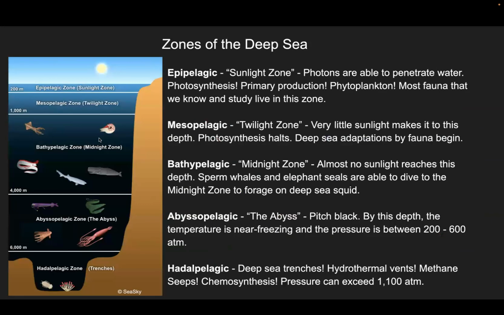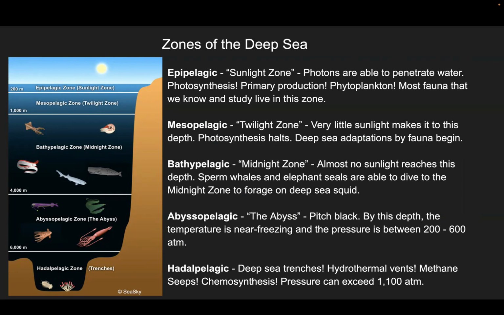Okay, so now we will talk about zones of the deep sea. So first up, we have the epipelagic. Epi means on top of. So this is kind of like the epidermis. The epidermis is the top layer of your skin, just like the epipelagic is the top layer of the ocean. This is known as the sunlight zone. Photons are able to penetrate water, photosynthesis, primary production, phytoplankton. Most fauna, most animals that we know and study live in this zone.